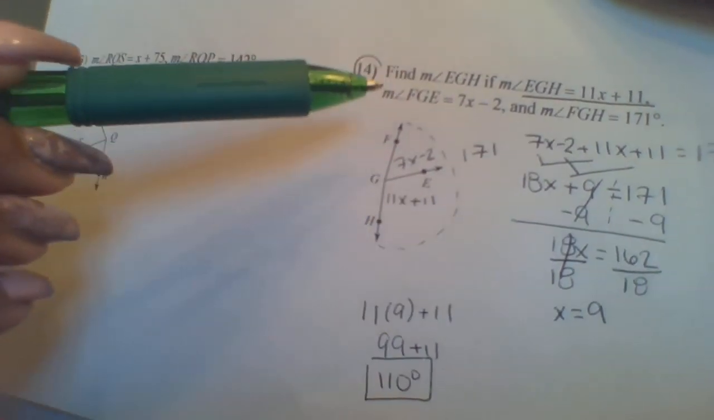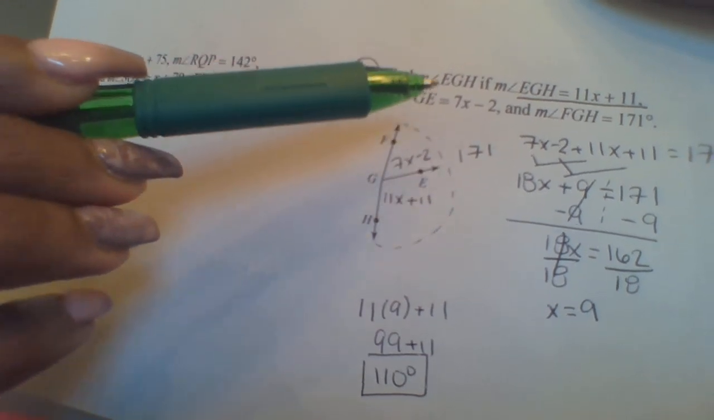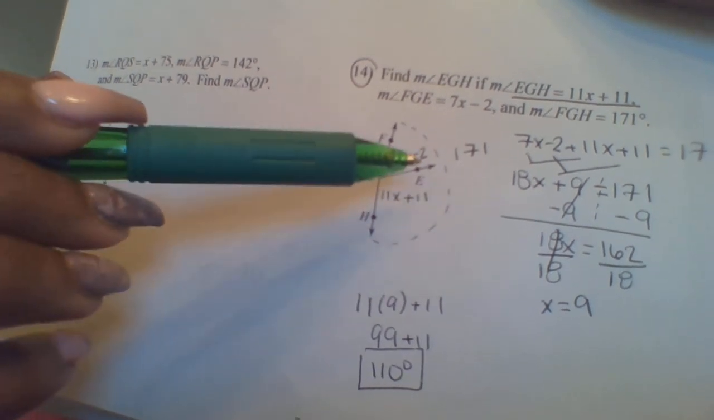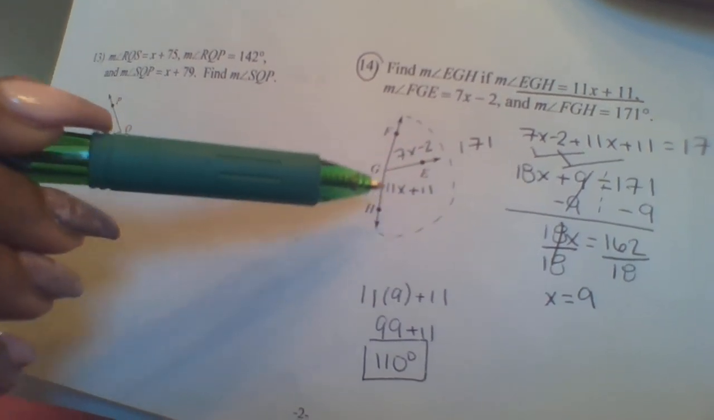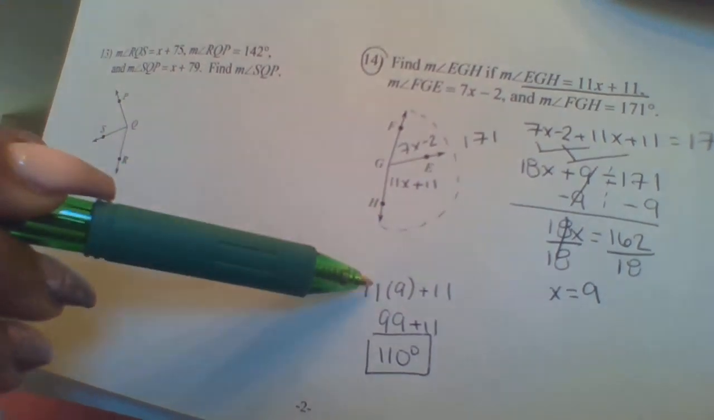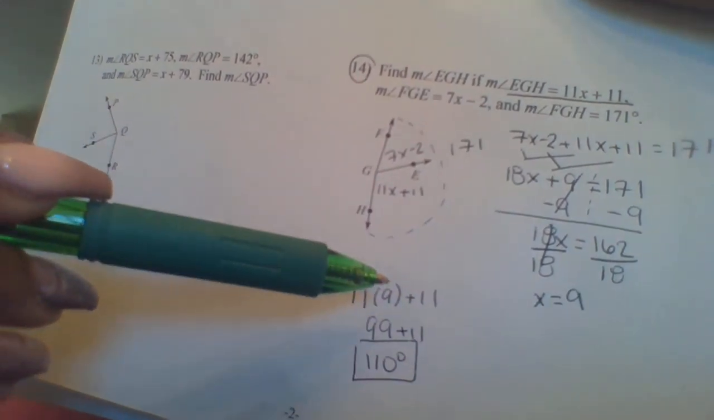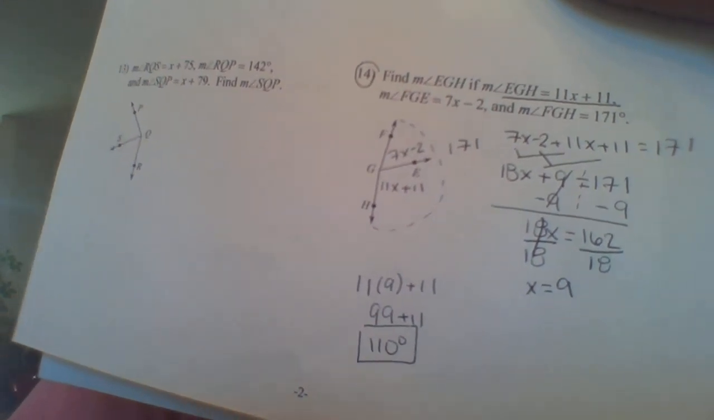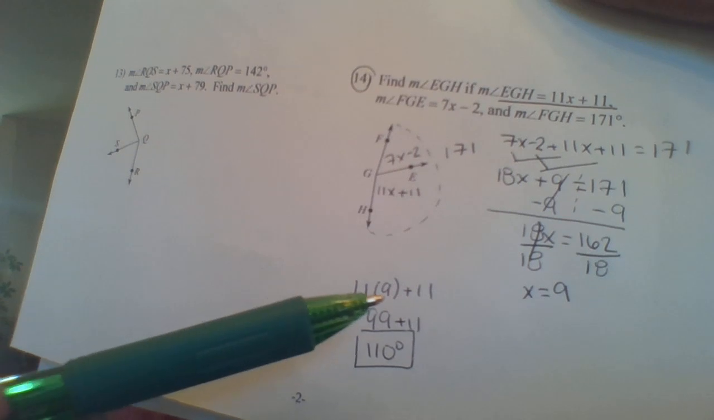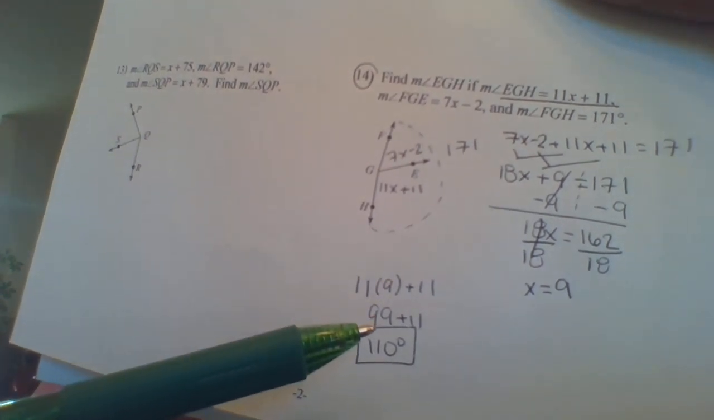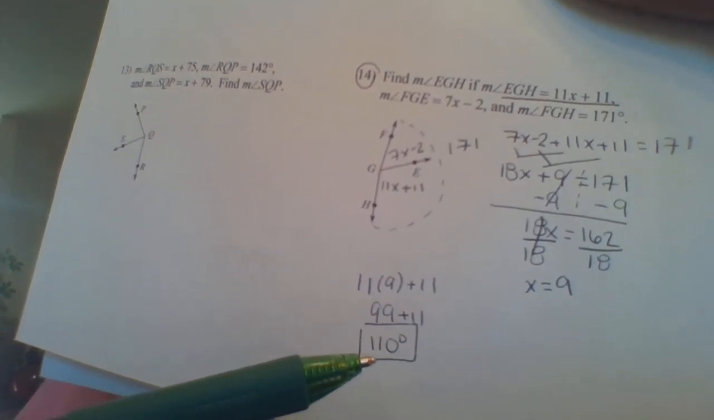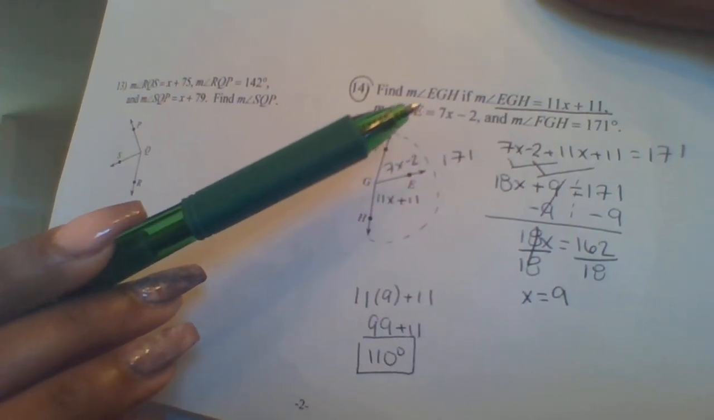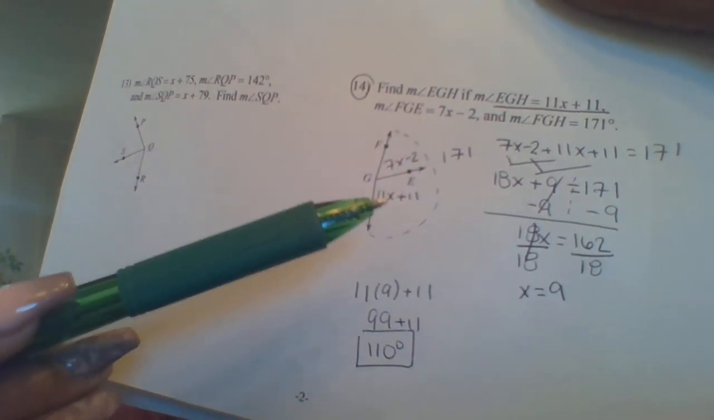But they don't ask us to find x. They ask us to find the measure of angle EGH. So that means we have to plug it in for this expression for EGH, 11x plus 11. So we're going to plug in this 9 here for x. So we're going to get 11 times 9, which gets us 99. And 99 plus 11 gets us 110. So our final answer for the measure of angle EGH is 110 degrees.